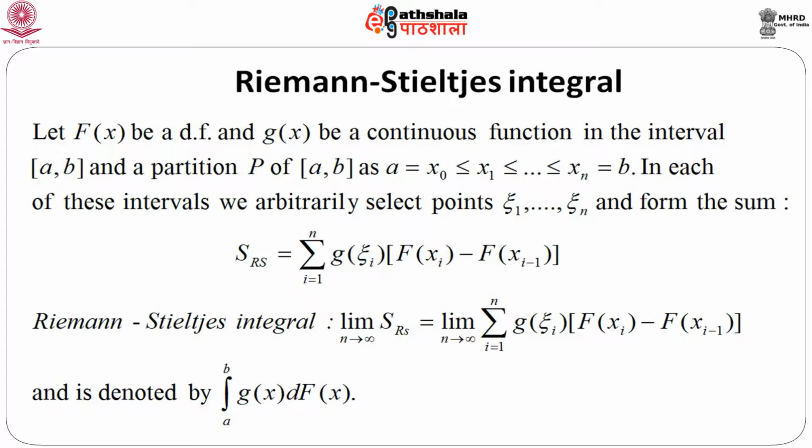Now, this notion comes quite naturally from the Riemann integral, because here initially we have the length of subinterval as x_i minus x_{i-1}. That is why we have written dx, and here this is F of x_i minus F of x_{i-1}, hence we are writing dF(x), as if this is the change in this variable x using this distribution function capital F. So, this is known as Riemann-Stieltjes integral.